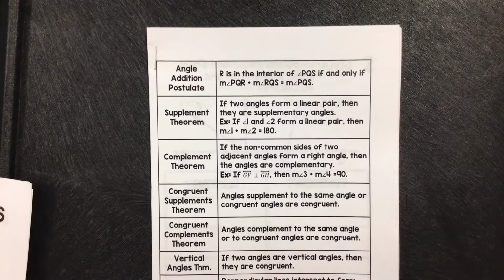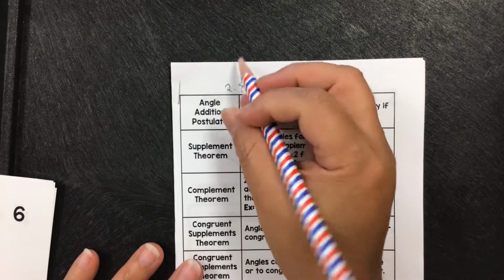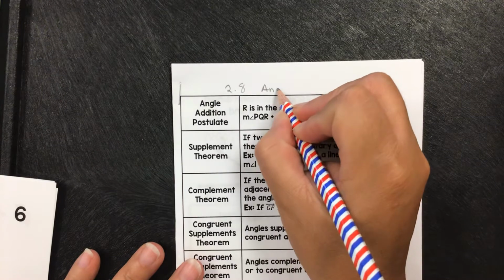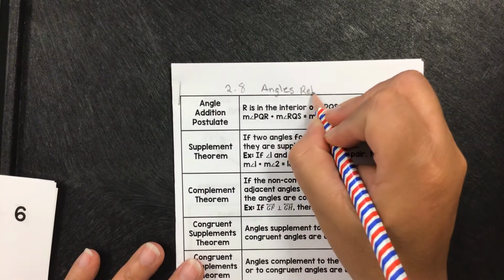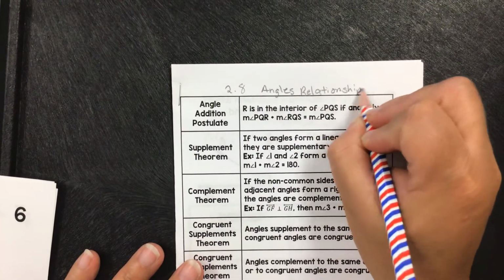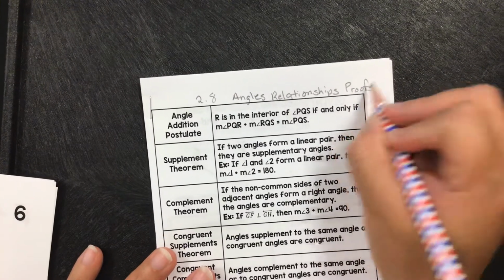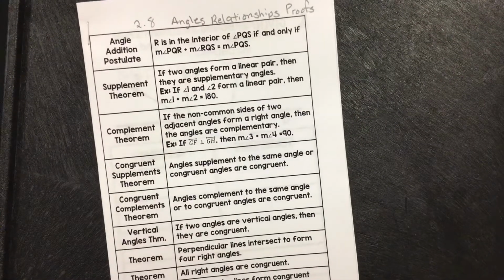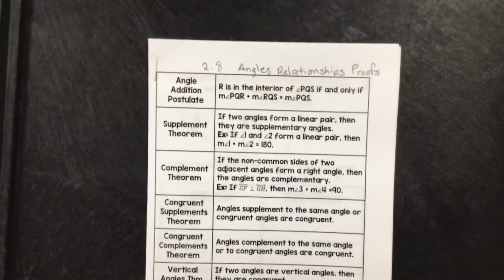This is the handout for section 2.8, angle relationships proofs. So what we're looking at first is this page where it has a whole bunch of theorems that we're going to be using for this handout.